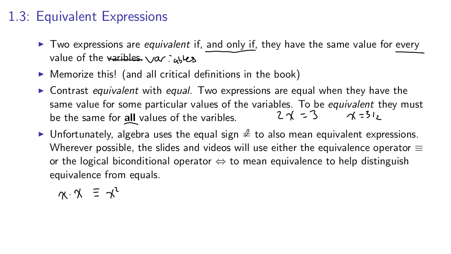Because of this confusion between the equal sign meaning equals and the equal sign meaning equivalence, I will always try to use either the equivalence operator, this three-barred equal sign, or the biconditional operator, which is the if and only if symbol, to mean equivalence, to help us distinguish equivalence from equals. The book will not do this for you, but I will try, because they are different things. And the book does mention this, but it doesn't give you a different symbol. And that is because of the long history of using the equal sign to mean many different things in mathematics.